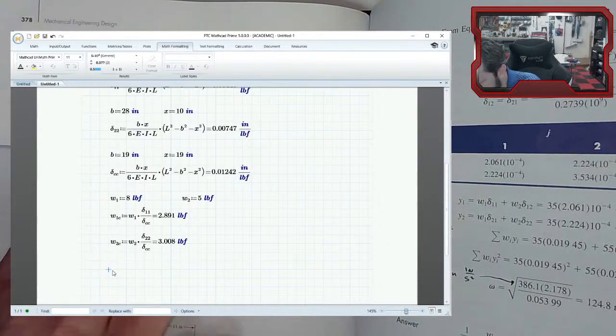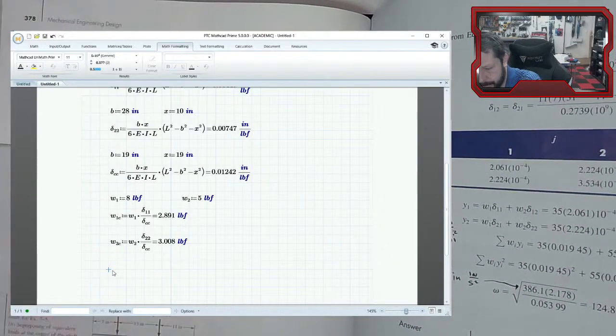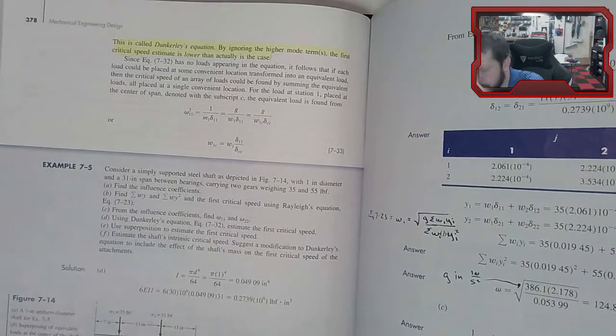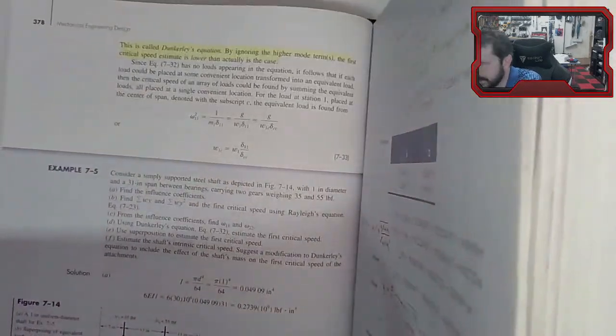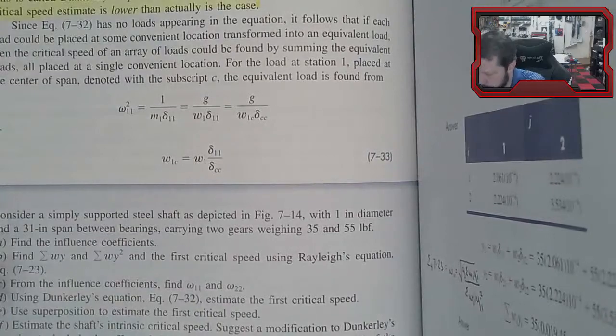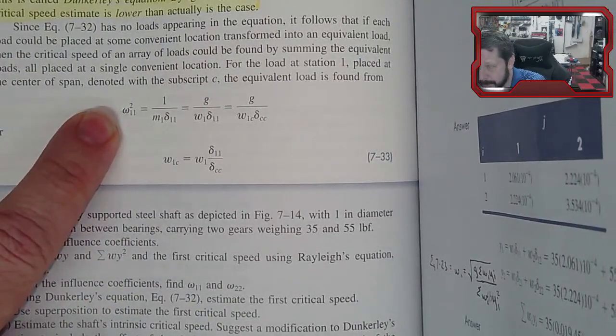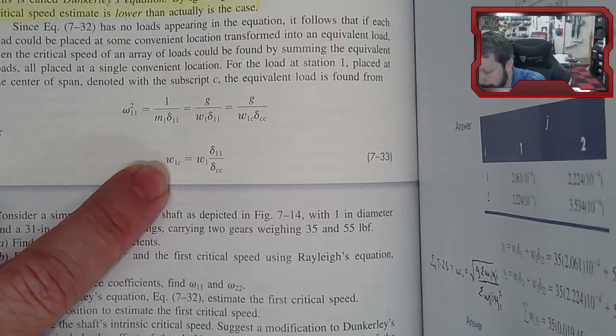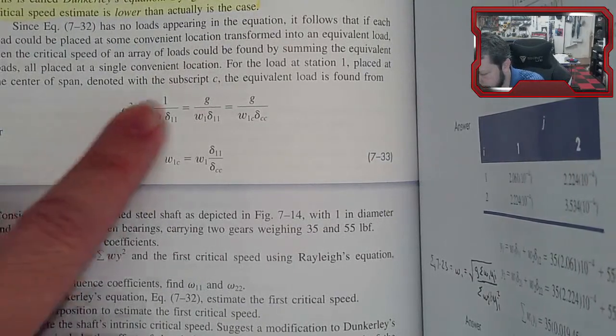So you have to be careful with this one. There we go. In fact, we might need to zoom in. There we go. So this is omega, this is a speed. This is weight. So we're looking at this part of the equation right now.